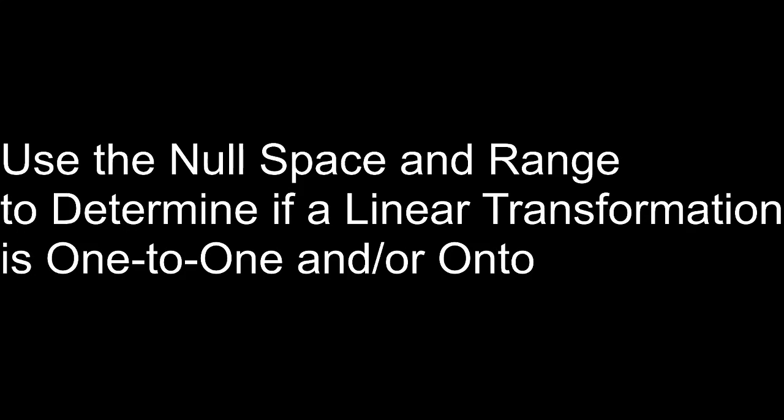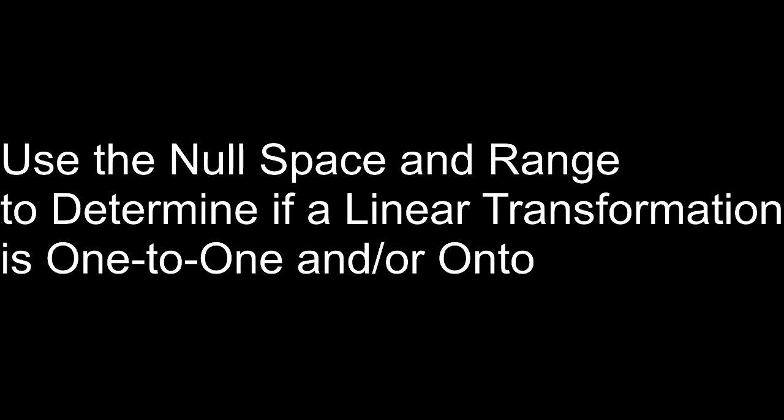Hello and welcome to this video on using the null space and the range to determine if a linear transformation is one-to-one or injective and/or onto or surjective, if you've heard those words injective and surjective for one-to-one and onto respectively.